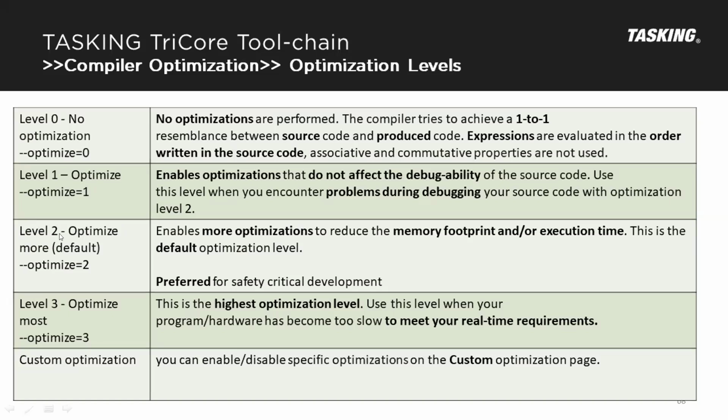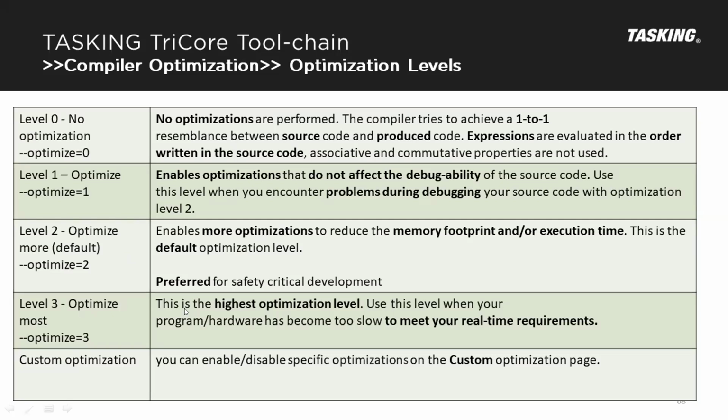As a third level here is optimize more. So I enforce the compiler, and when I speak about the compiler, I mean the toolchain, to generate the most optimization, which is a kind of cherry-picked balance between speed and size optimization. And this is, by the way, the preferred option for safety-critical applications. If you build a safety-critical application, it's very much recommended to use this option, which is level 2.